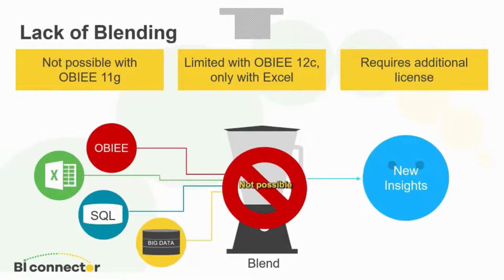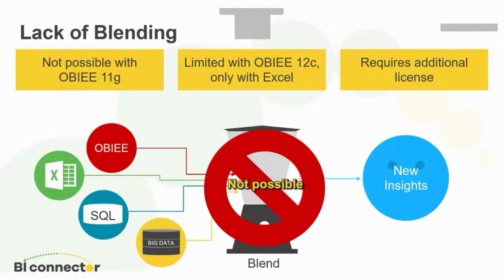Another challenge with OBIEE is a lack of blending. Why is blending important? You have new data sources coming up every day, and as an end user, you want to be able to quickly see how you can model these data sources, combine them with your existing data, and see what the value of these new data sources is. Then you can play with it, figure out the right model, and when it becomes a dependable data source, bring it into your traditional framework.